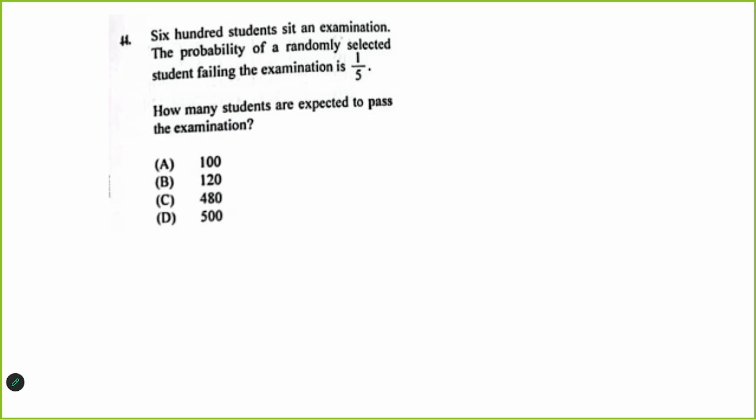Number 44. 600 students sit an examination. The probability of randomly selecting a student who fails the examination is 1/5. How many students are expected to pass? So, pass would be 4/5, right? If 1/5 is expected to fail, then 4/5 would be expected to pass. Times 600, 120, that's 480. C is the answer.